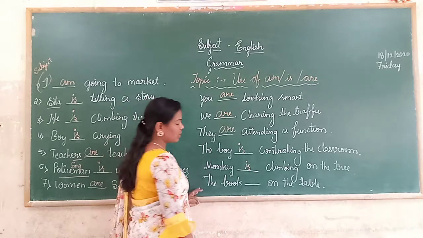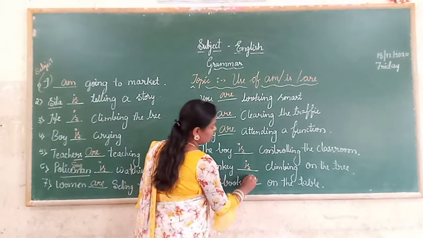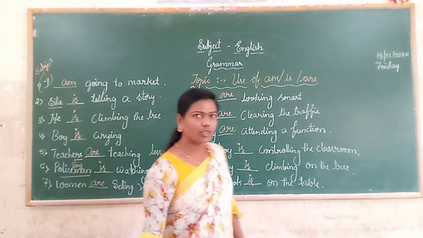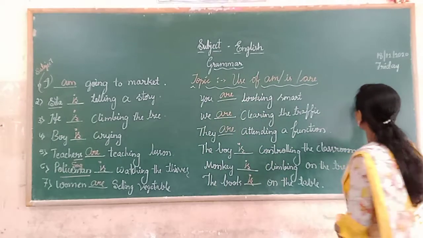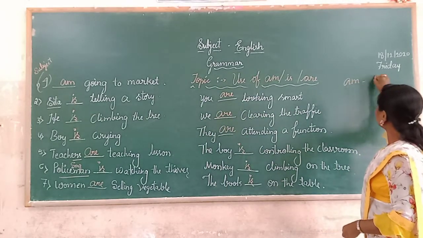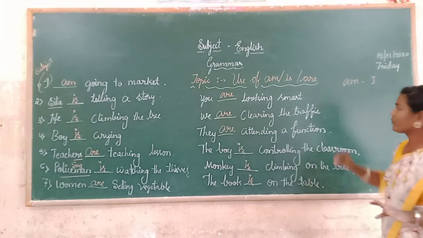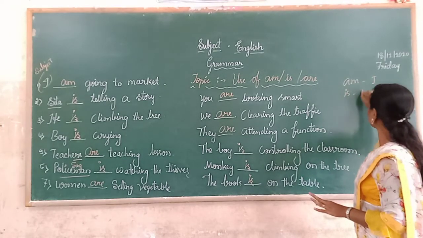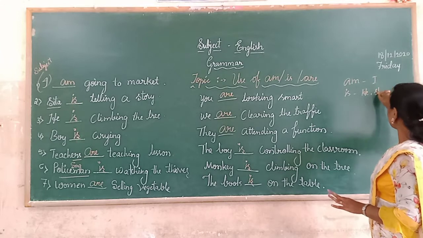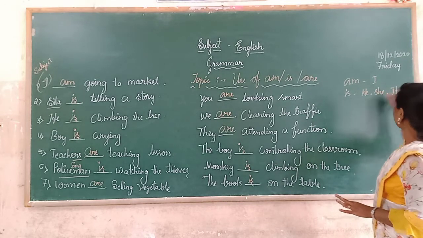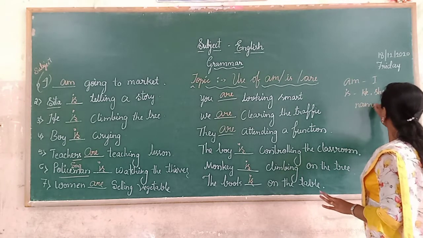The book dash on the table. The book is on the table. Okay, dear student, remember in your mind, am is always used with I. And is is used with he, she, it, and the name of a person.